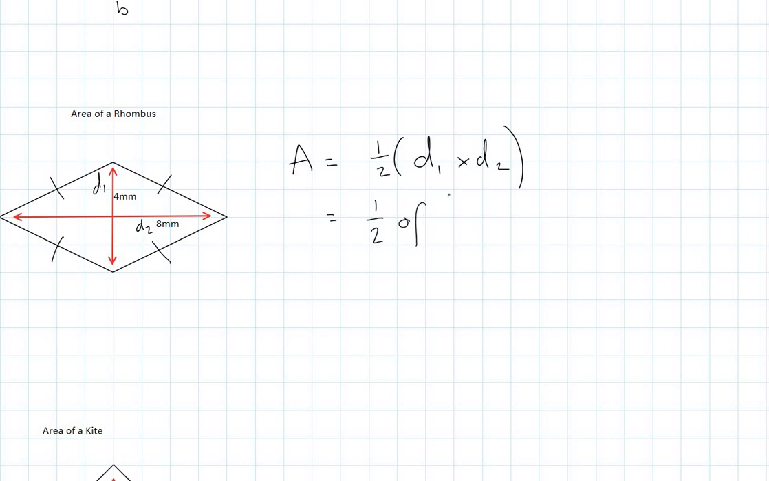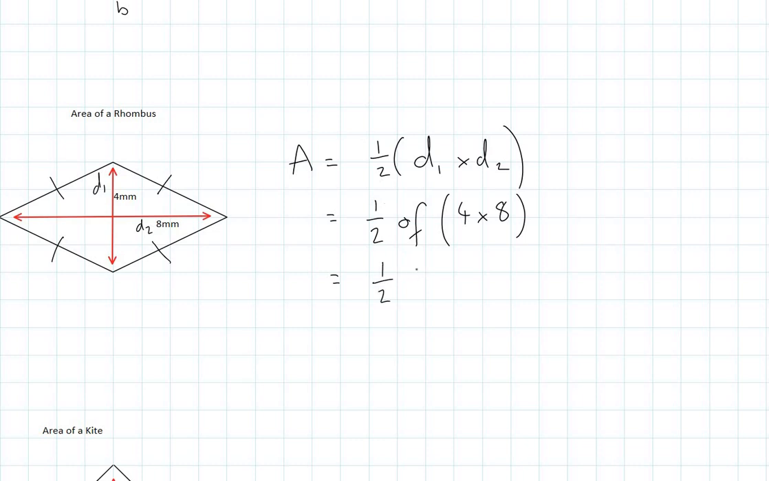So I always like to write half of, and then in here we're going to have 4 times 8, d1 times d2. Okay, now remember when we're finding a half of something, I know there's brackets there, but you could do 4 times 8 is 32 and then half it, or you could have the 4 as 2 times 8, or you could have the 8 and times it by 4. As long as you're halving just one thing, it's going to be fine.